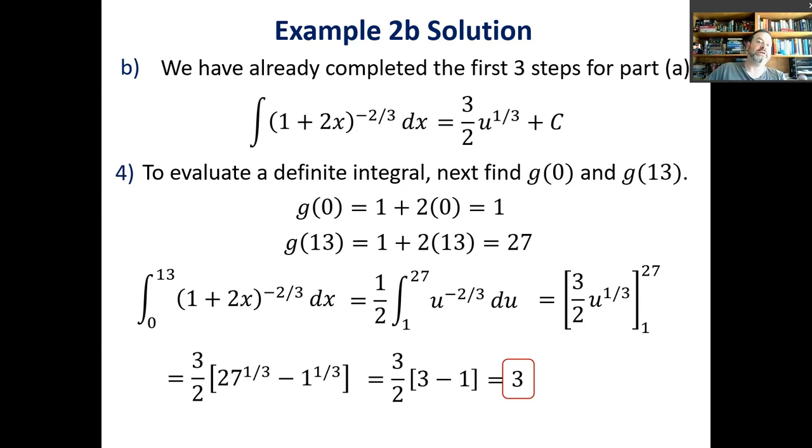There might be people out there telling you to use different methods. I've seen people mix X and U. I've seen people sort of do part A and then plug in 0 and 13. It's too much work. This is actually easier.